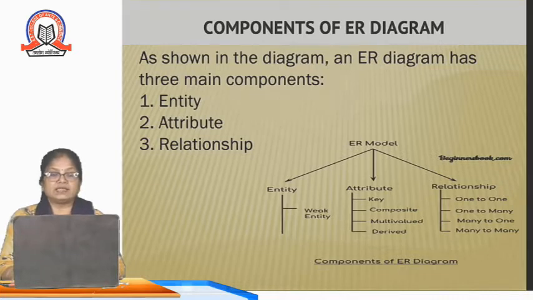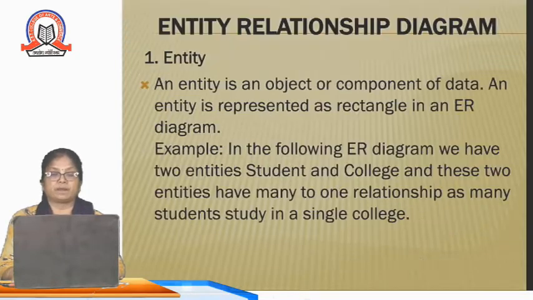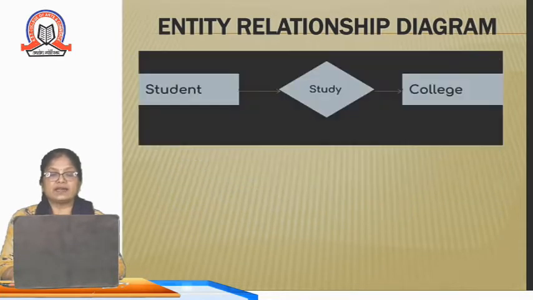So you can see in this diagram there are 3 main components: entity, attribute and relationship. An entity is an object or component of data. An entity is represented as a rectangle in an ER diagram. In this diagram you can see student and college both are the entity, so they are represented by the rectangle.